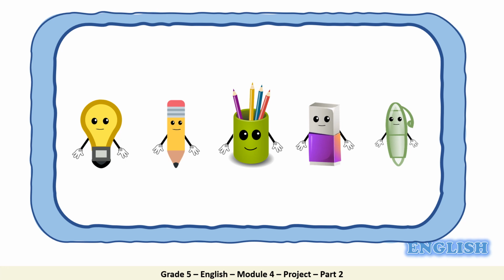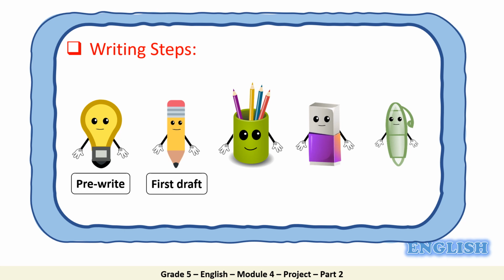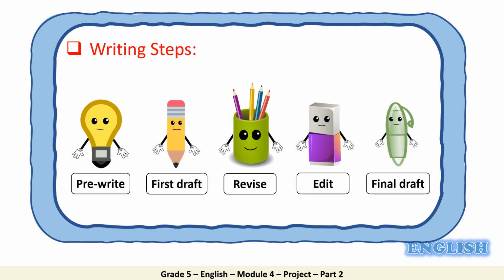In order to make writing easier, we are going to follow these writing steps. We use these steps to plan, organize, and complete writing. These steps are pre-write, first draft, revise, edit, final draft. We will go through all these steps one by one, and we will discuss what to do in each step, and we will do it together. Are you ready to start? Let's go!